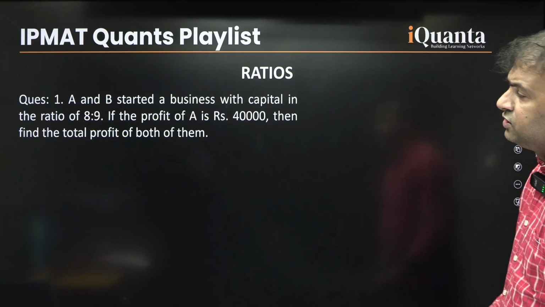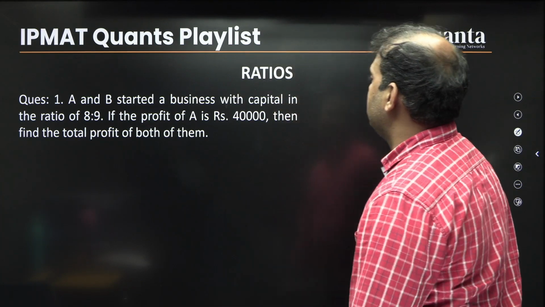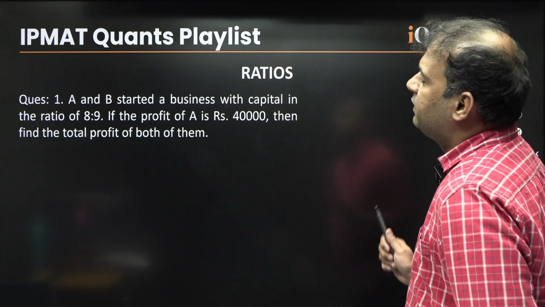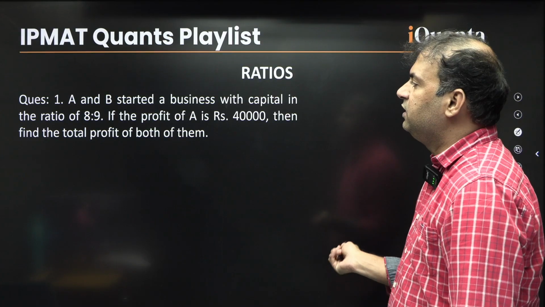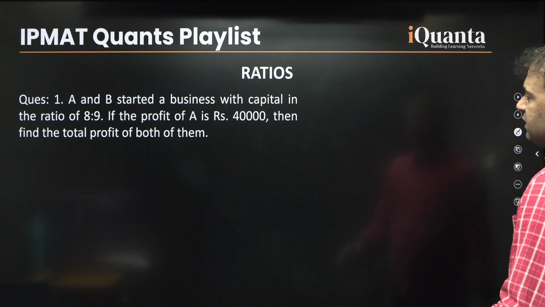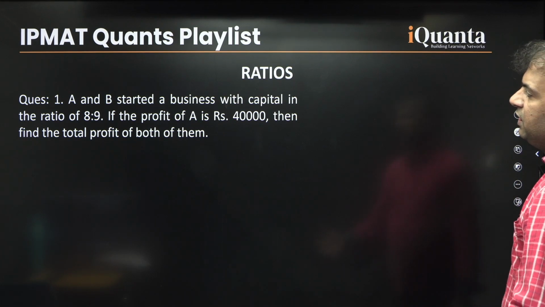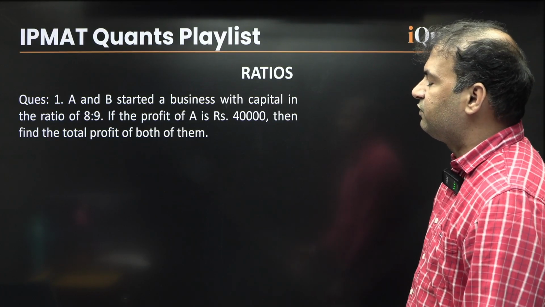All right guys, so let's start some more questions. Let's start with question number 1. It says that A and B started a business with the capital in the ratio 8:9. If the profit of A is rupees 40,000, then find the total profit of both of them. All right, so first thing, they're saying they started the business with the capital in the ratio 8:9, the profit of A is given, and we have to find the total profit.